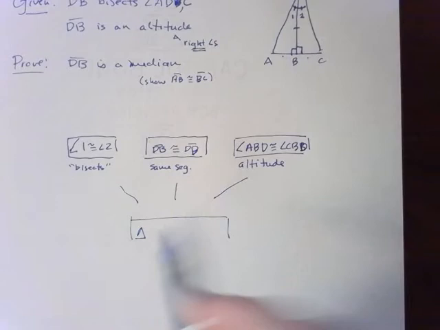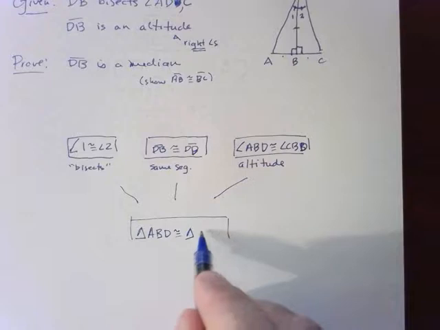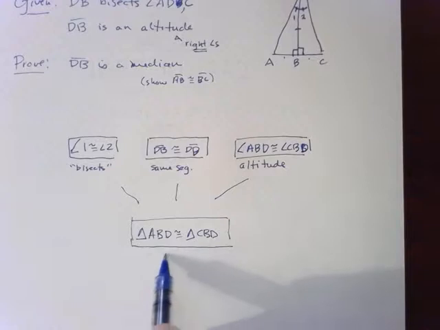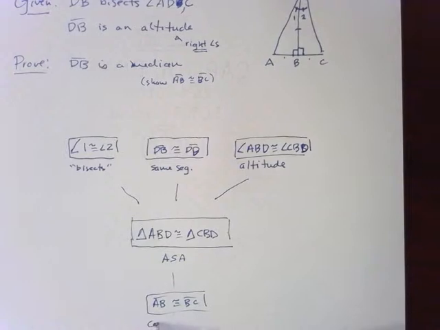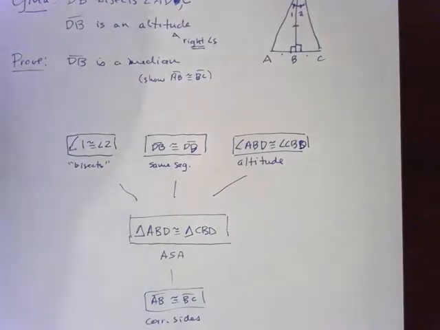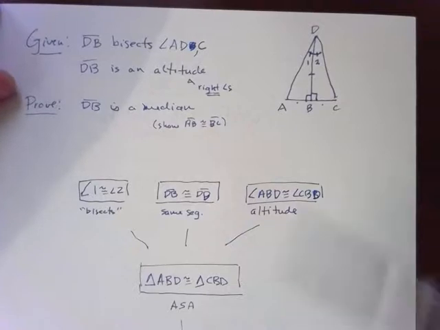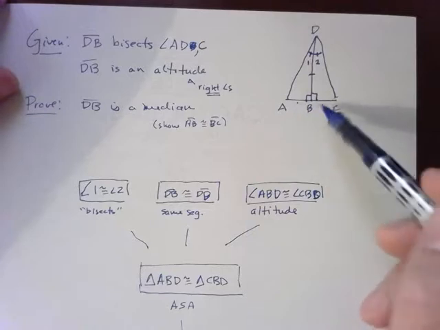That tells me that the triangle on the left, triangle ABD, is congruent to triangle CBD. I've used the ASA pattern. And that tells me that AB and BC are the same because they are corresponding sides. And finally, what am I trying to prove? What I'm trying to prove is that DB is a median. And this is the definition of what it means for DB to be a median. DB comes down here and it makes these segments the same.